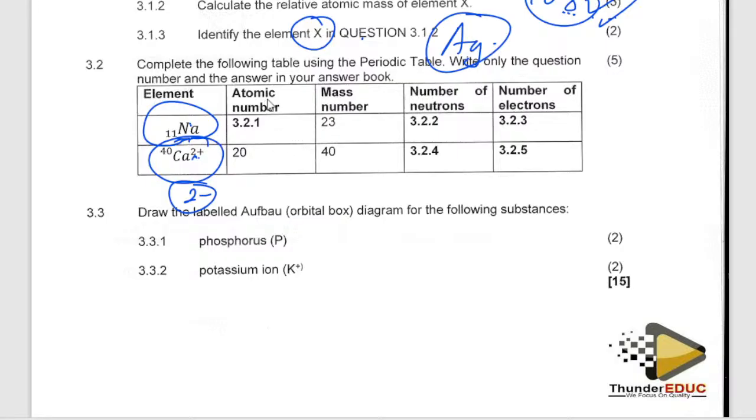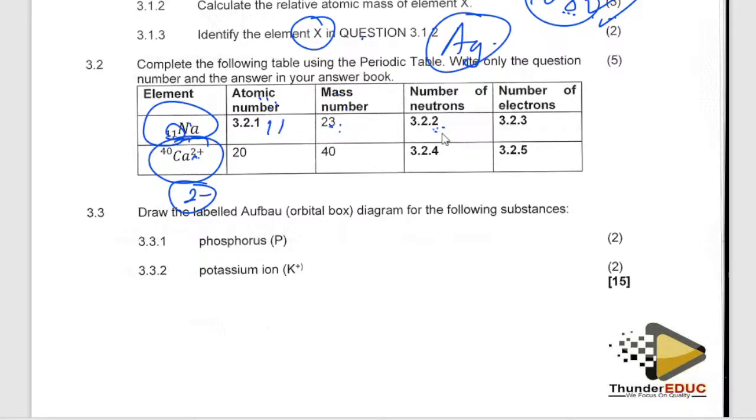So atomic number is the number of protons, but here you have atomic mass number is 23. Do you have the neutron number? Atomic number here is given already, which is 11. So the answer is there. Just copy and paste.